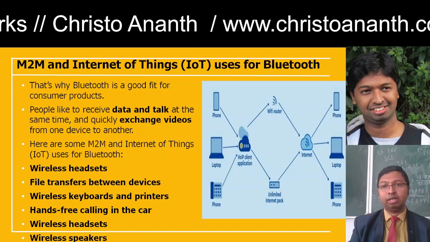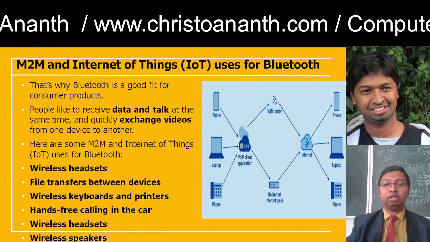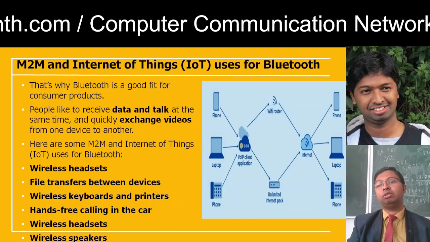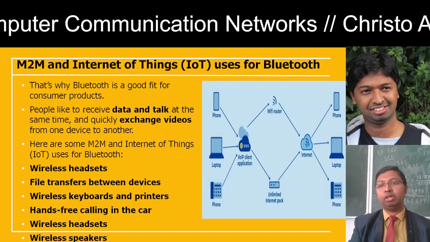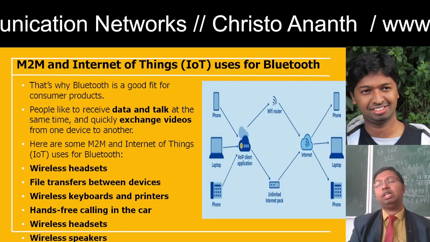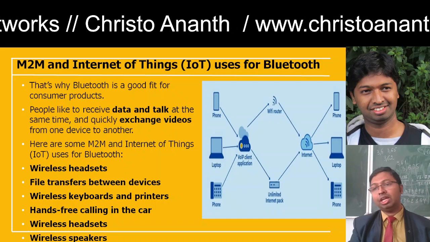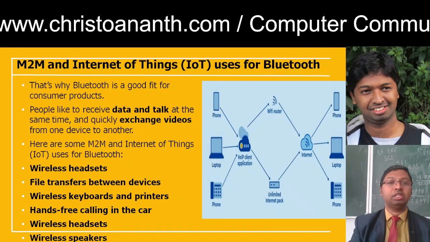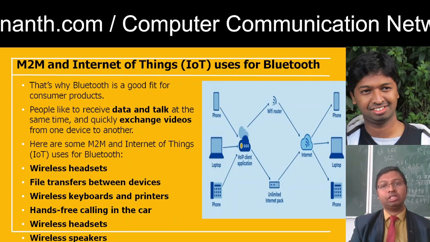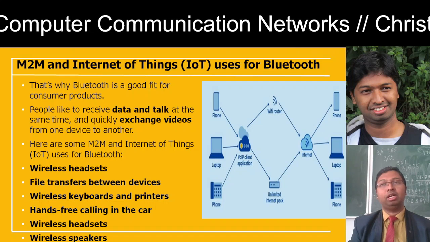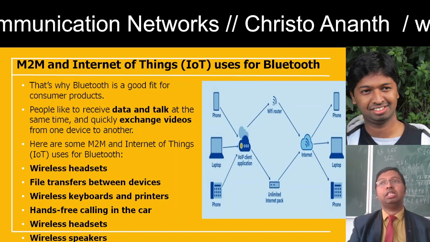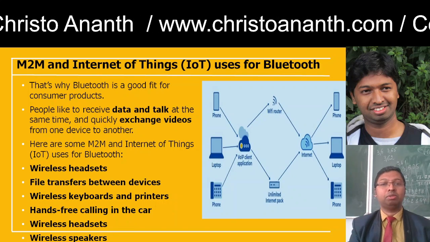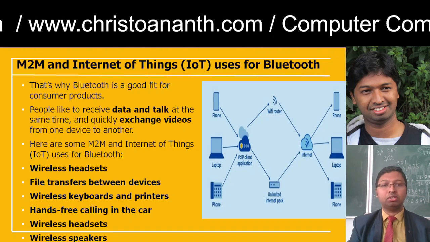As you see in the diagram, you have the phone and the laptop. The phone is connected to the voice over internet client application, and from there it goes through the unlimited data pack and the Wi-Fi router to the internet. So the internet can be accessed by the phone, laptop and other devices. Bluetooth is very useful for consumer products. We can transfer data, we can talk at any time, and you can exchange videos also. Just like in a WhatsApp call, you can transfer messages and videos.